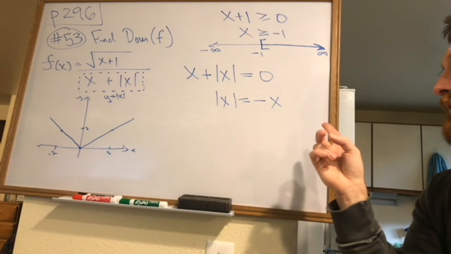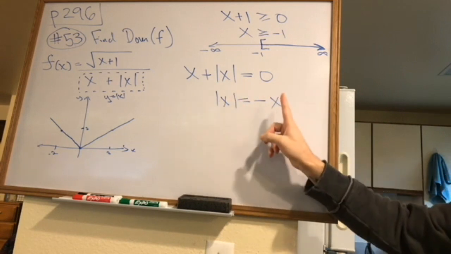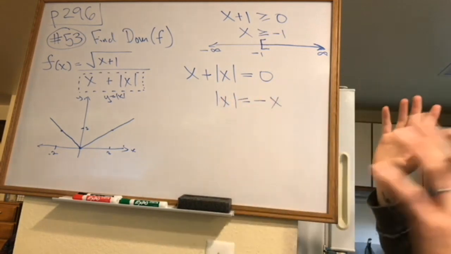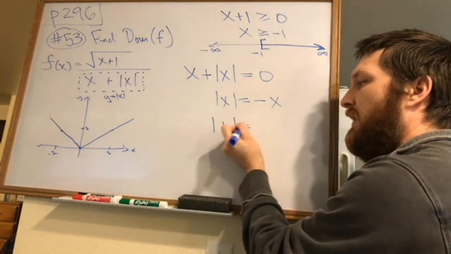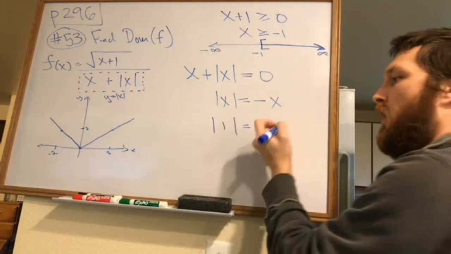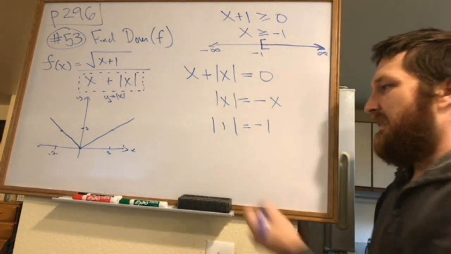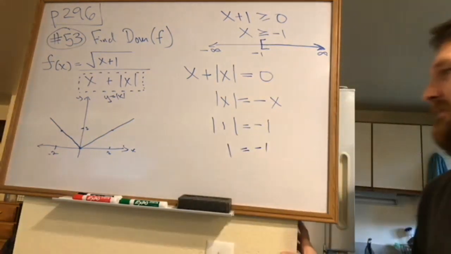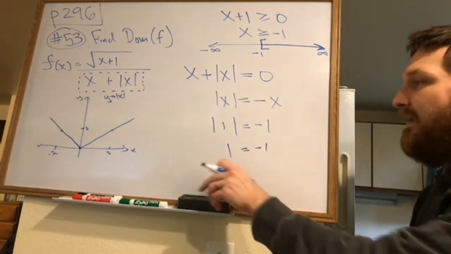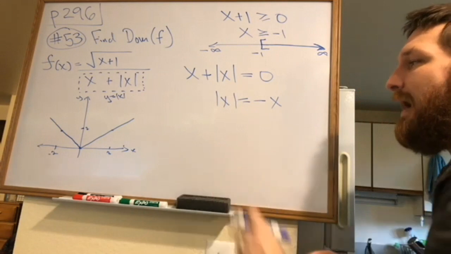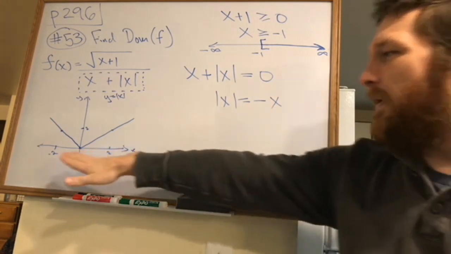First off, what happens if I plug in a positive 1 into this equation right here? Let's just see. If I plug in a positive 1 for x, I get the absolute value of positive 1 equals negative positive 1. Is that true? Is 1 equal to negative 1? No. Okay. So we don't have to worry about that. In fact, any positive number I plug in is not going to make this happen. So we don't need to worry about the positive numbers.